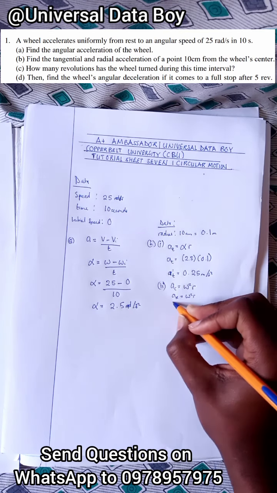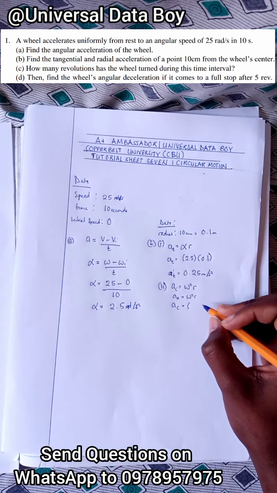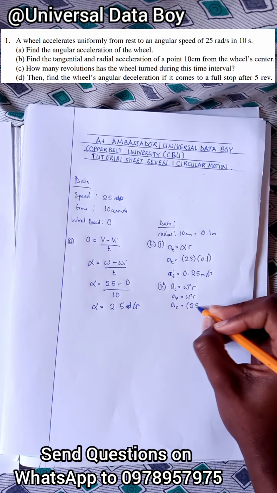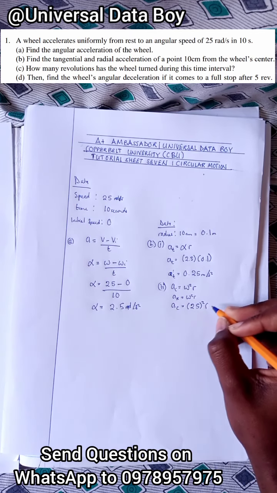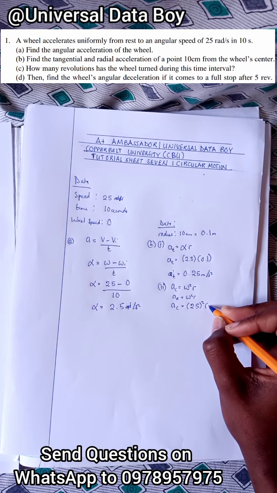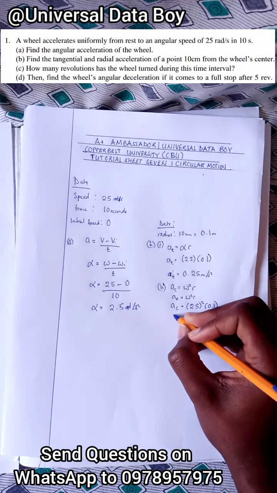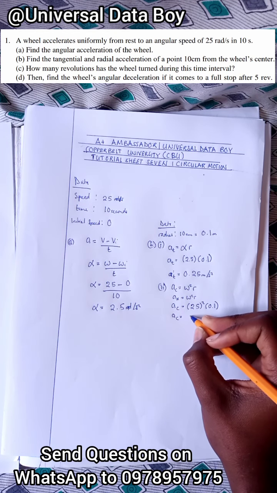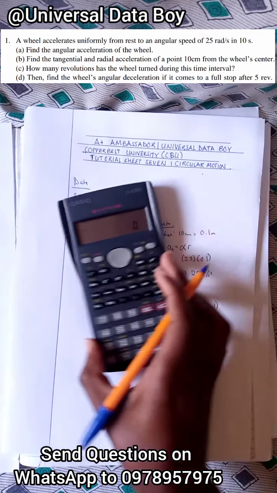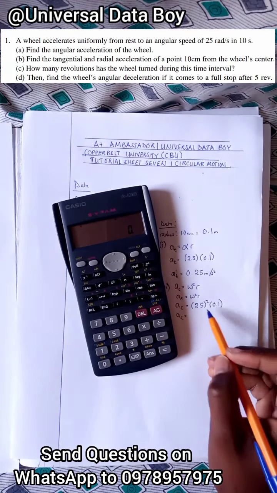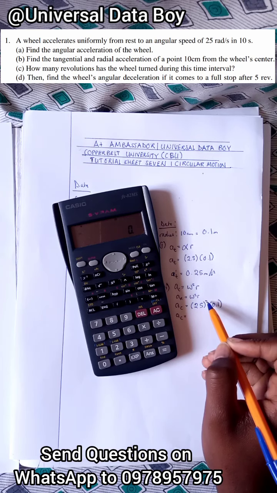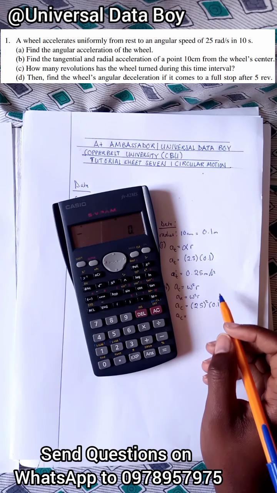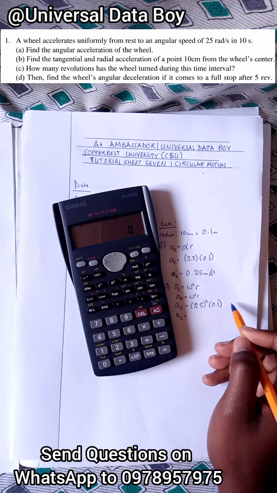So now a_c is equal to the angular speed squared times the radius. The angular speed is this one, 25 rads per second, and the radius is 0.1 meters. So this will now be equal to, we need a calculator for this one. Okay, but you can actually do it without a calculator, because 25 squared is 625, then times 0.1, that's 62.5.